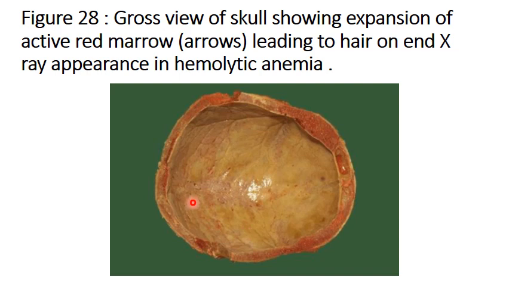This is a skull bone. What is shown here in the skull? Look at the thickness of the bone. It is expansion of the red marrow, which leads to the hair on end appearance. Look at it, on X-ray it will show as hair on end appearance because of the expansion of red marrow due to the compensatory erythroid hyperplasia.